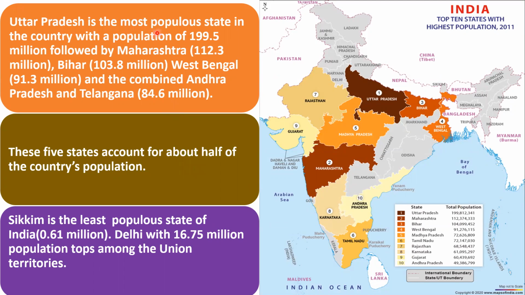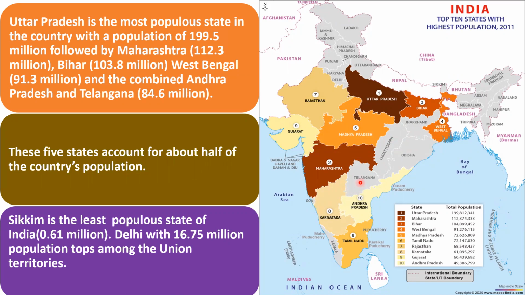Uttar Pradesh is the most populous state in the country with a population of 199.5 million, followed by Maharashtra with 112.3 million, then Bihar, which is in third place with 103.8 million. Then West Bengal in fourth place with 91.3 million. And the combined Andhra Pradesh and Telangana ranks fifth with 84.6 million.